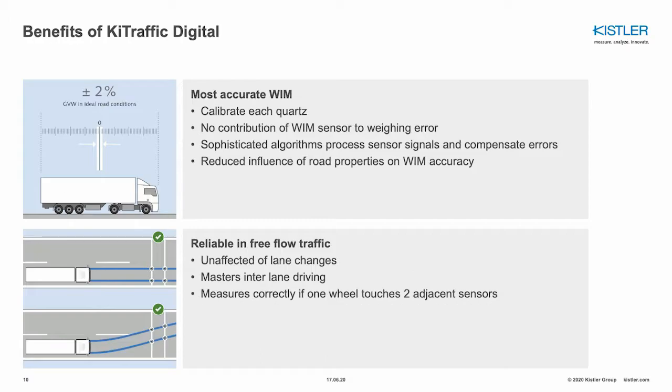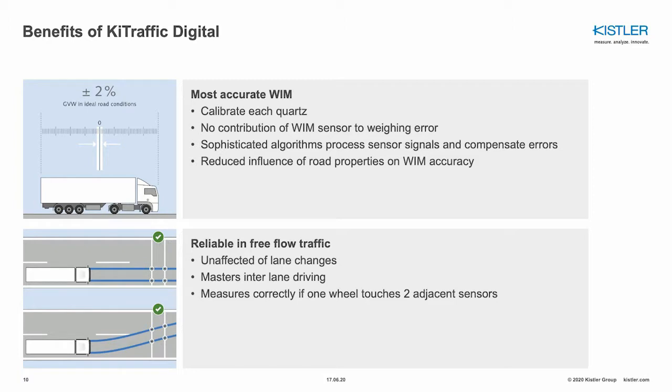So let's look at the benefits you get from KiTraffic Digital. And first, let's focus on why Kistler says this is the most accurate WIM system available on the market today. The first reason is that each quartz inside the sensor is calibrated individually. This results in very uniform signals over the whole sensor length, and no matter on what position of the sensor you apply a defined force, you'll always get exactly the same signal back. And this in the end reduces the error contribution of the WIM sensor to the overall WIM error basically to zero.